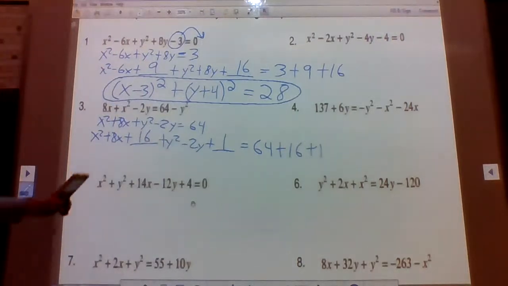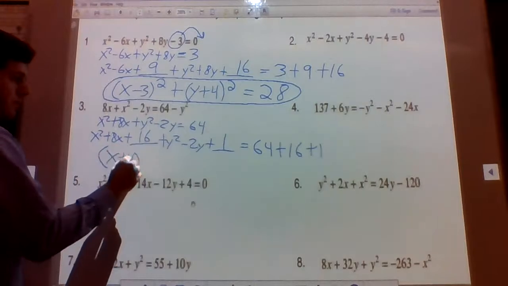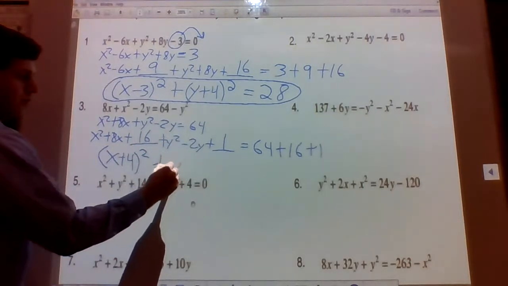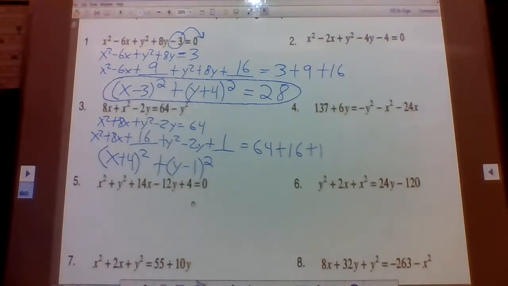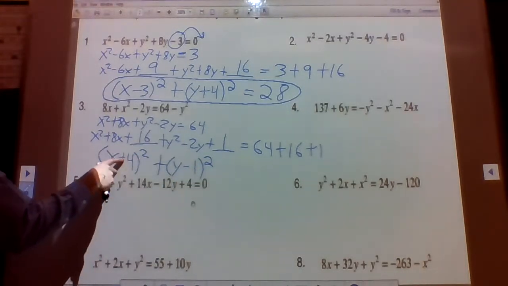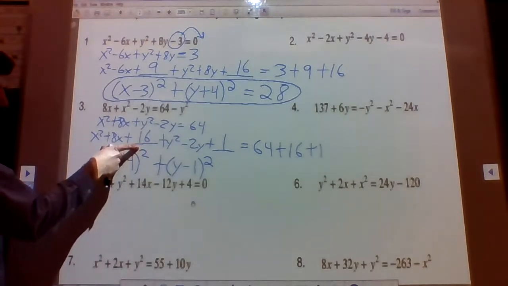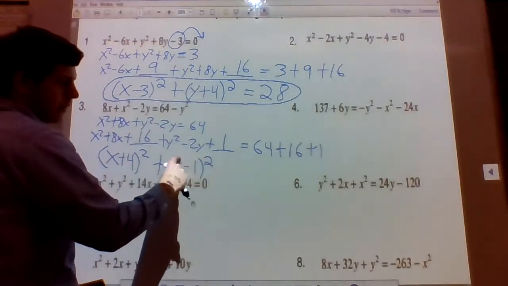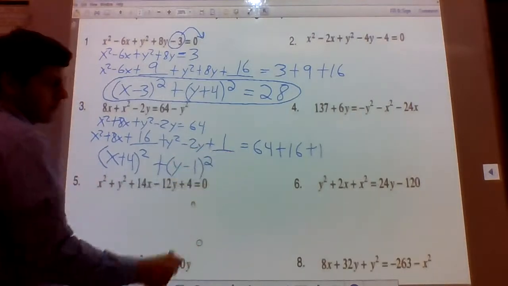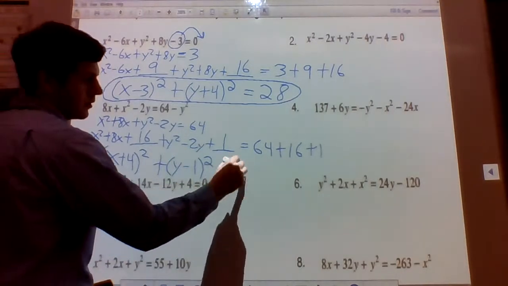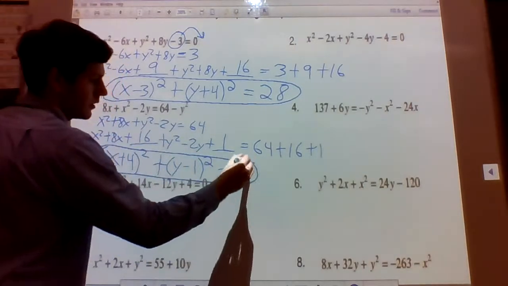Okay. So this is a perfect square now. So x plus this factors to (x plus 4) squared. This factors to (y minus 1) squared. x plus 4 times x plus 4 is x squared plus 4x plus 4x plus 16, so x squared plus 8x plus 16. y squared minus 1y minus 1y plus 1, so minus 2y and then plus 1. And then that's going to equal 81. Okay, so there's the equation for our circle there.